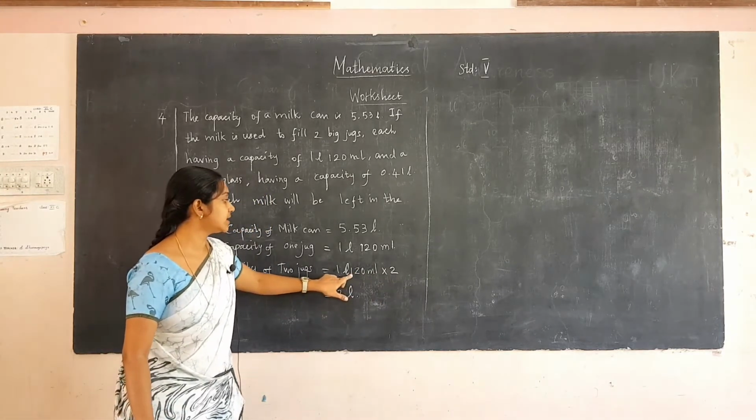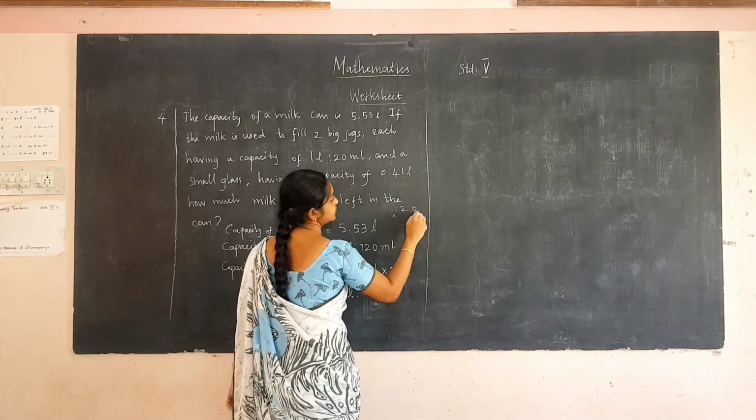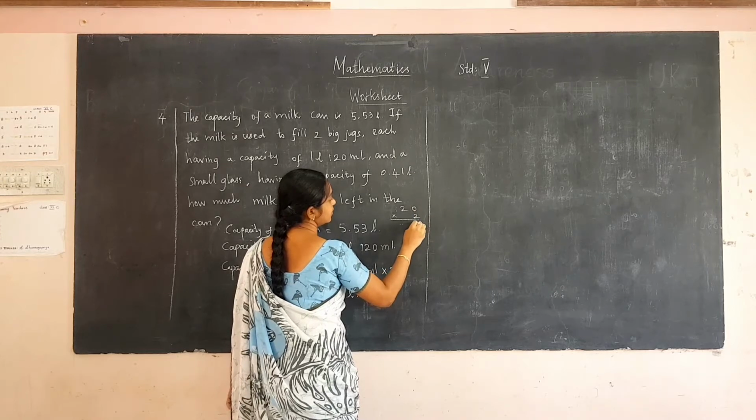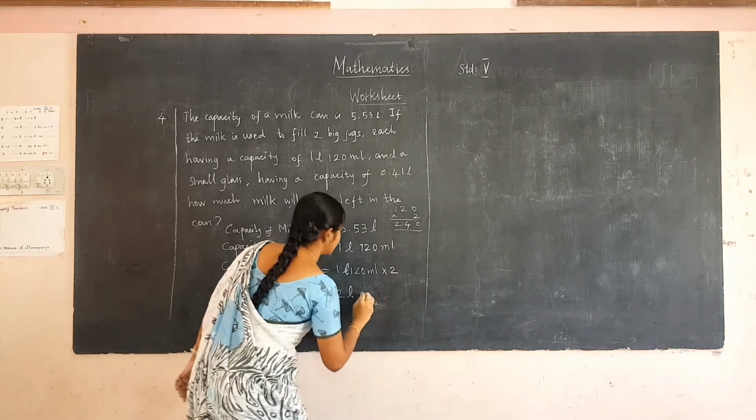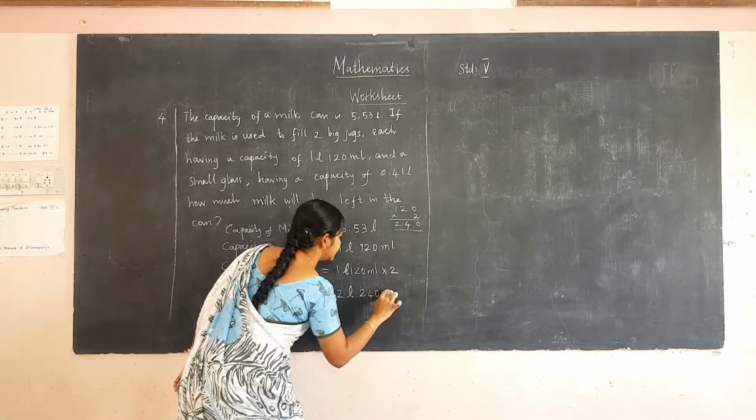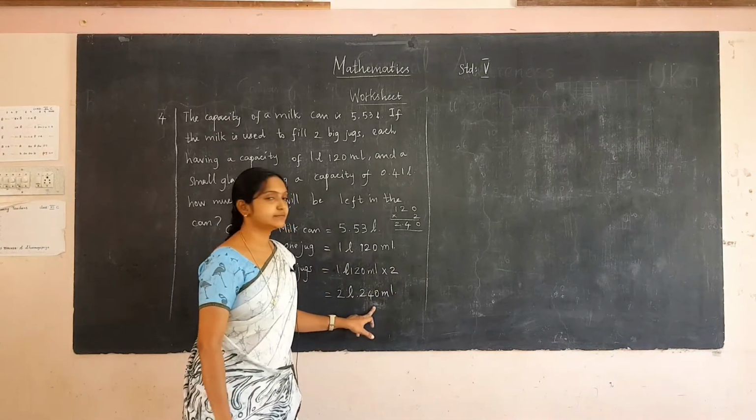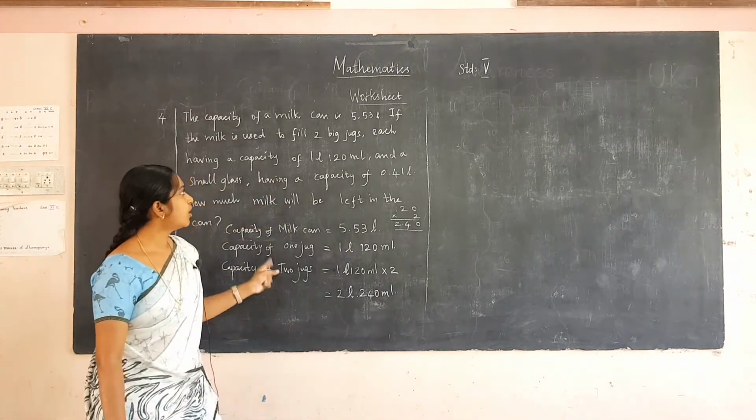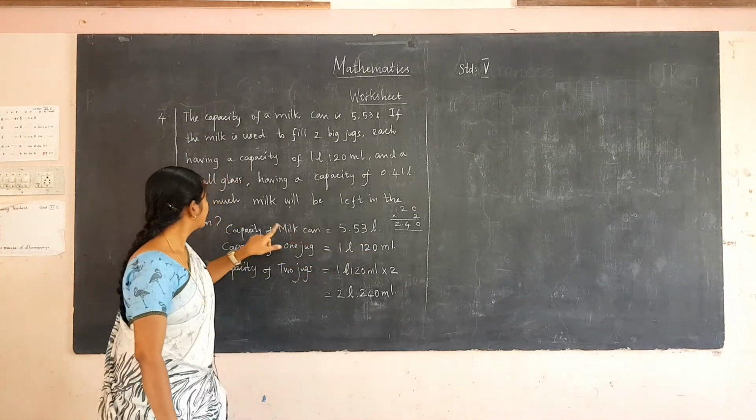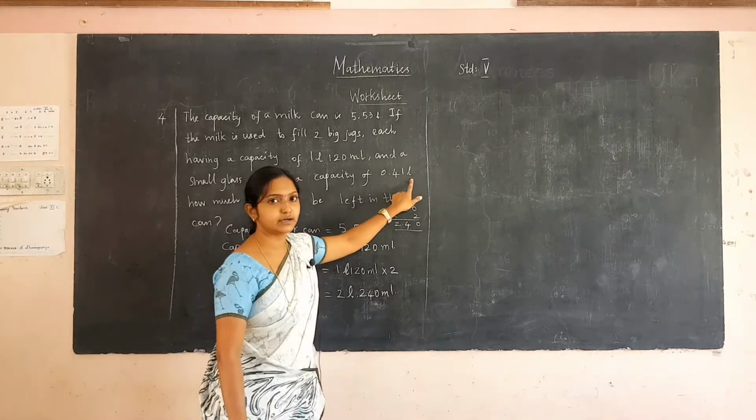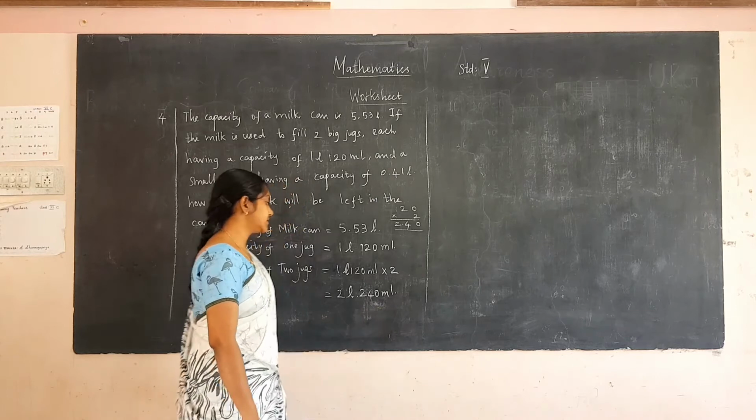Next we are having 120 milliliter. Multiply 120 with 2. 0 into 2 is 0, 2 into 2 is 4, 1 into 2 is 2. So it is 240 milliliter. Now we are going to convert milliliter to liter, because all other given measurements are in liter. Here it is in liter, and the capacity of glass is also in liter. So we are going to convert this milliliter into liter.